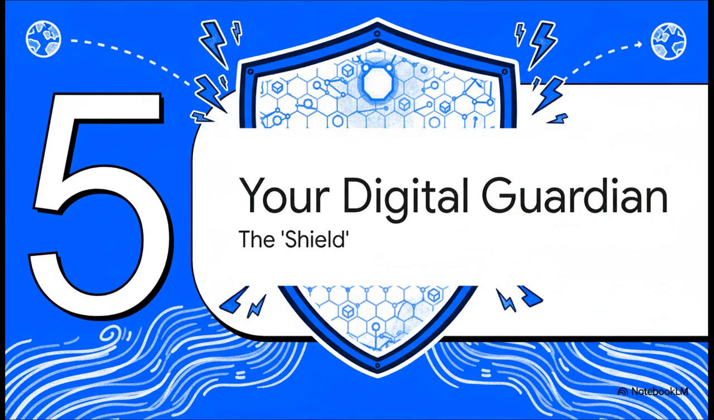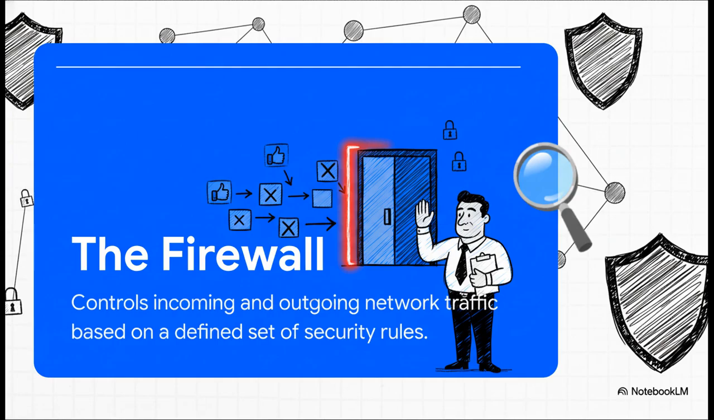Okay, so our machine is on, it's running, and it's connected to this massive global network. But that connection is a two-way street. And just like any open door, it means we need some protection. We need a digital shield. A key piece of that shield is the firewall.